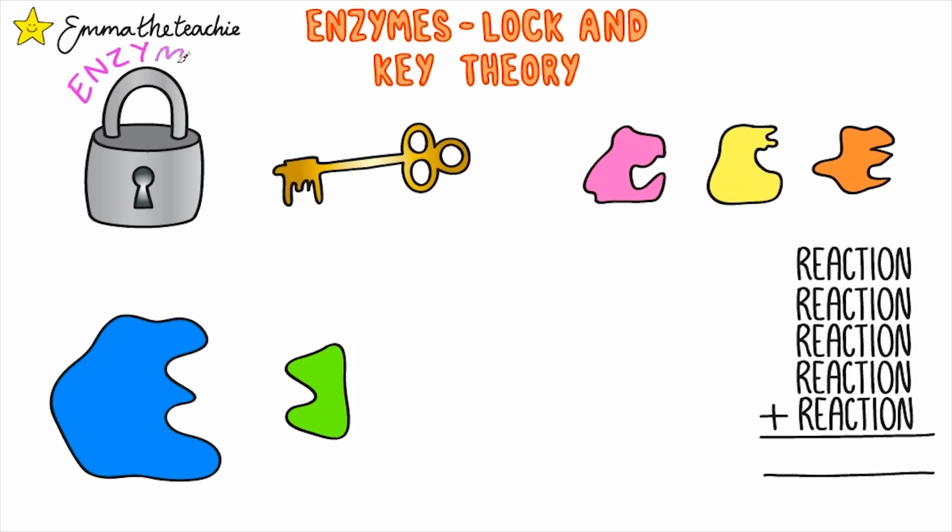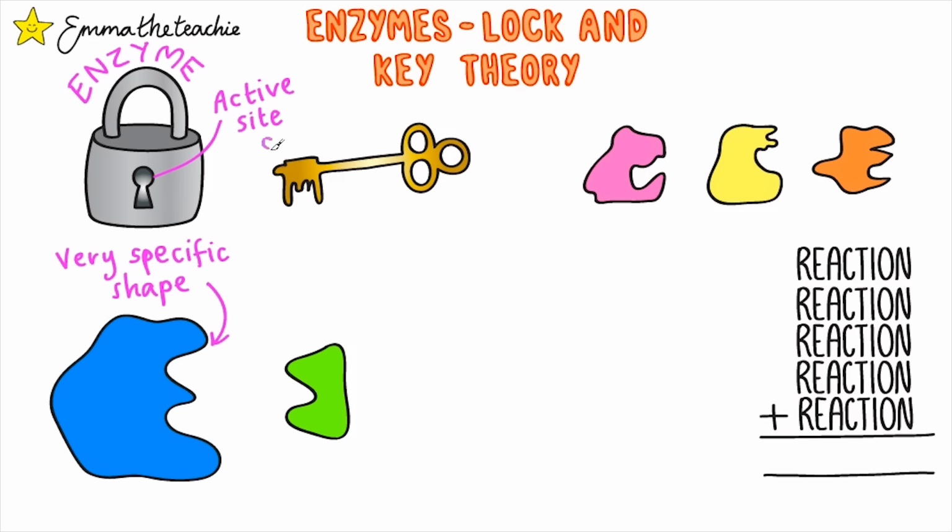Enzymes are like a padlock, and the active site is the keyhole. It's got a specific shape, and this is really important as it's going to allow just one key to fit inside it. The key is called the substrate. This is a word you need to learn. Because enzymes and substrates work together like a lock and a key, we call this the lock and key theory of enzymes.